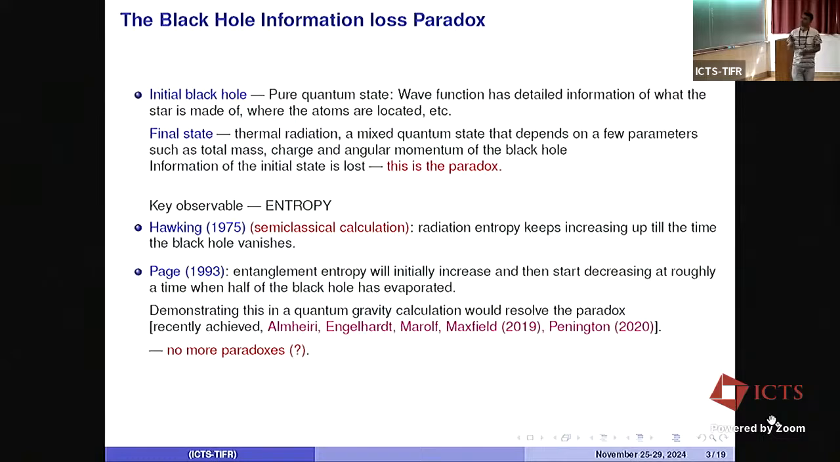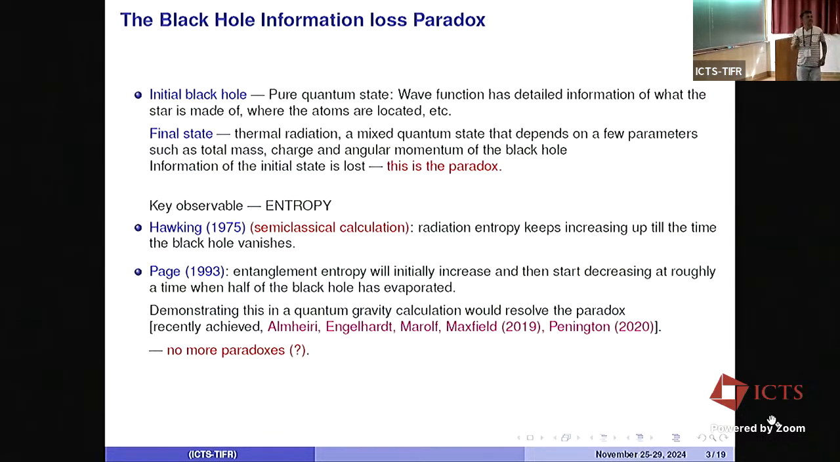Now, what's the paradox? Basically the idea is that initially it's a pure quantum state, and the wave function has detailed information of what the star is made of and so on, like what the atoms are, where they're located. While the final state is just radiation, it's a mixed state which depends on a few parameters of the original black hole, like the charge and mass and so on. So it looks like there's lots of information, I mean, all these microscopic details are completely gone. And in some sense, this is the paradox.